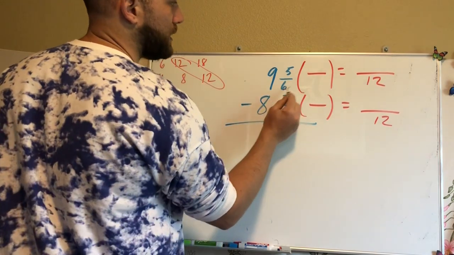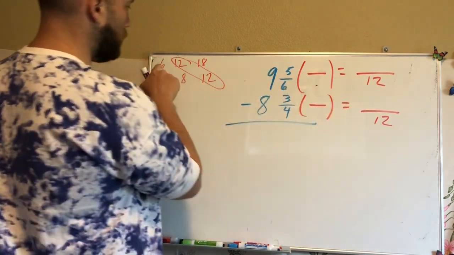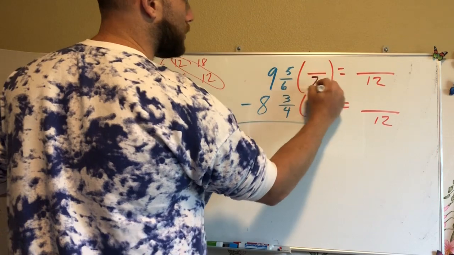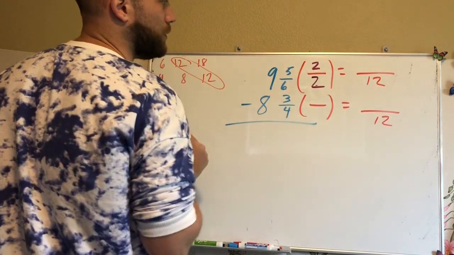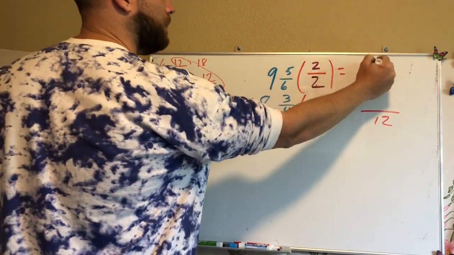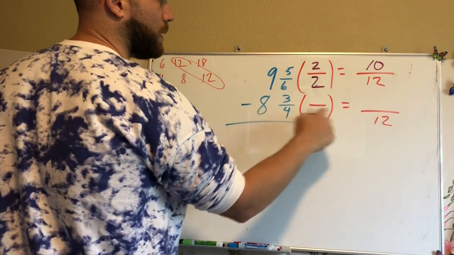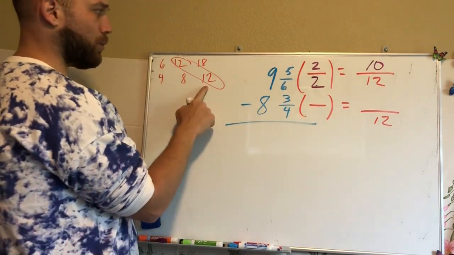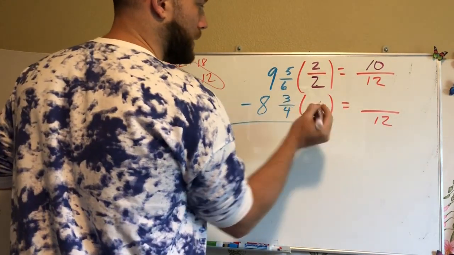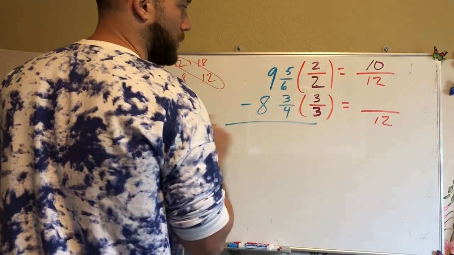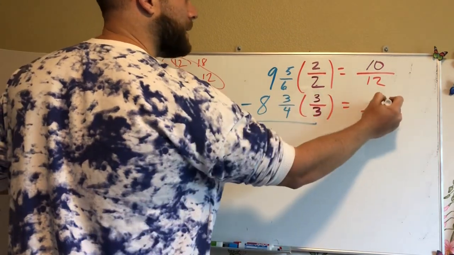So, let's do what we know how to do best. Multiply. 6 times what equals 12? 1, 2. 6 times 2 equals 12. So this is going to be 2 over 2. 5 times 2 equals 10. And 4 times what equals 12? 1, 2, 3. 4 times 3 equals 12. This is going to be 3 over 3. 3 times 3 is 9.